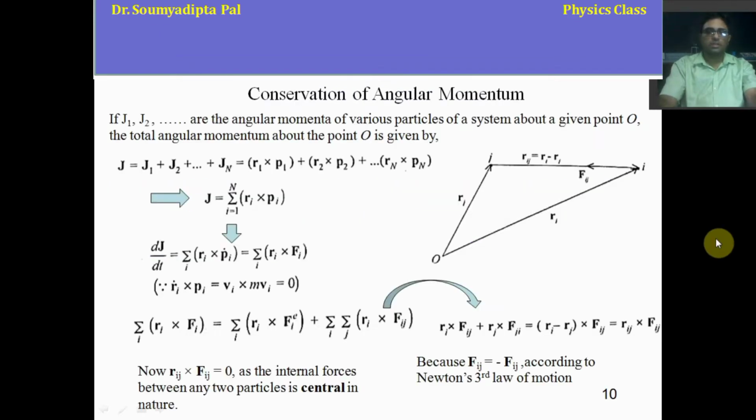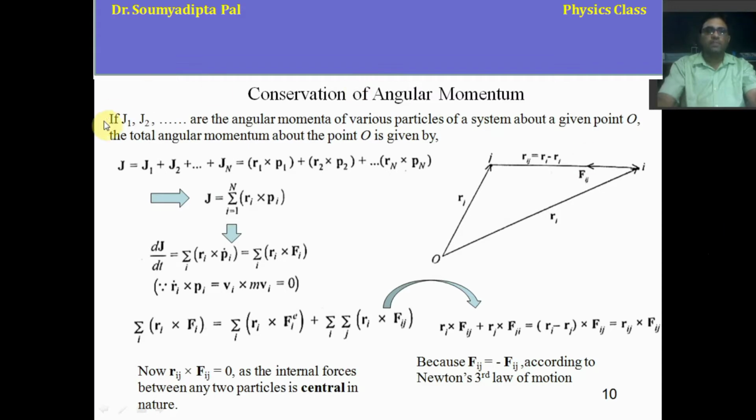So let's proceed. When we talk about angular momentum, basically your particle is rotating. When there is a rotation of a particle, that momentum we talk about is angular momentum, and that we normally write as J.